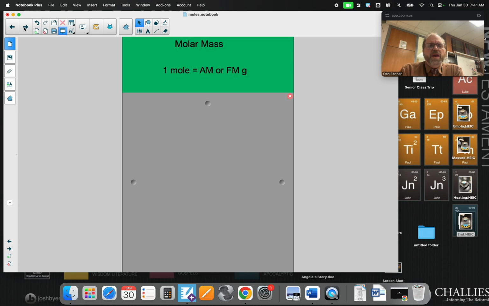Pretty straightforward. All right, now that's what we call molar mass. What is molar mass? Because we can't count molecules, molecules are way too small. Instead, we're going to use atomic mass, AM, if it's an element, or FM, formula mass, if it is a compound, in grams. That is also equal to a mole. They found out that if you convert the atomic mass or the formula mass into grams, that equals 1 mole.